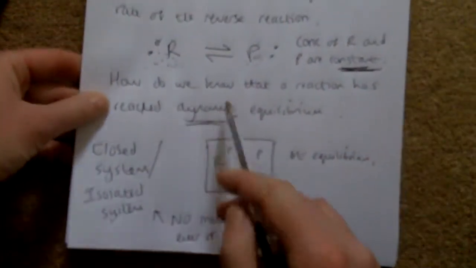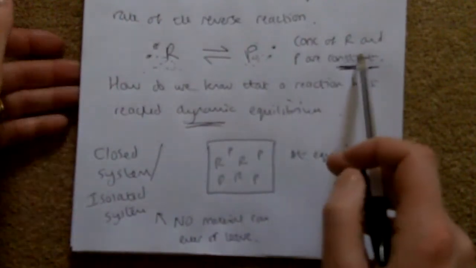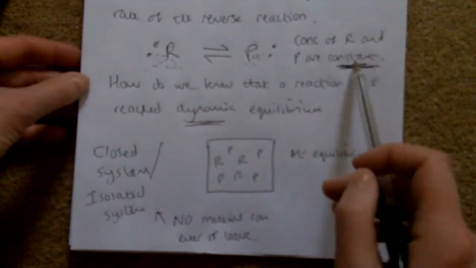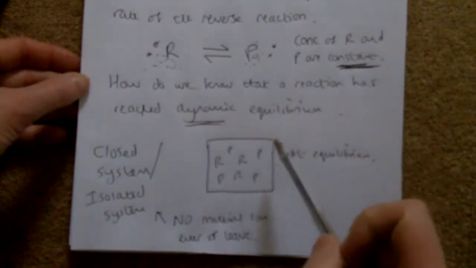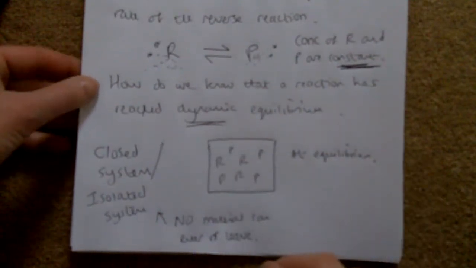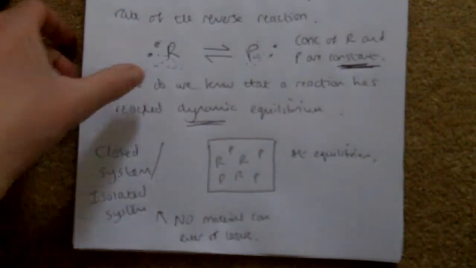Okay, so how do we know that a reaction has reached dynamic equilibrium? We measure the concentration of the reactants and the products, and if they are constant, if they are not changing, then it has reached equilibrium. Okay, so that is what equilibrium is. Now there's something else called the position of equilibrium. Okay, just get another piece of paper. The position of equilibrium. So if we go back to the same reaction again.